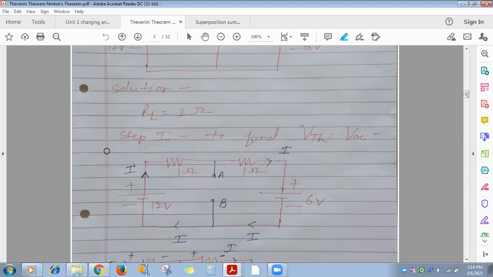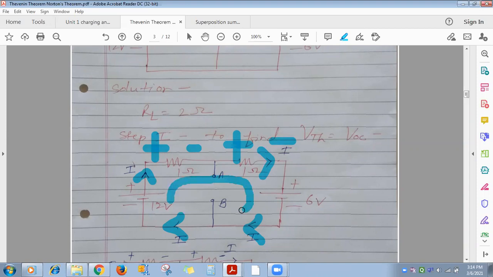Clear? So how can I find out the current? Take the big loop, KVL in the big loop. Correct. The conventional current direction I have represented: this terminal I'll mark positive, this one negative. Again, current is entering over here, so this is positive, this is negative. Now there are two voltage sources and two voltage drops, so take this larger loop and apply KVL.